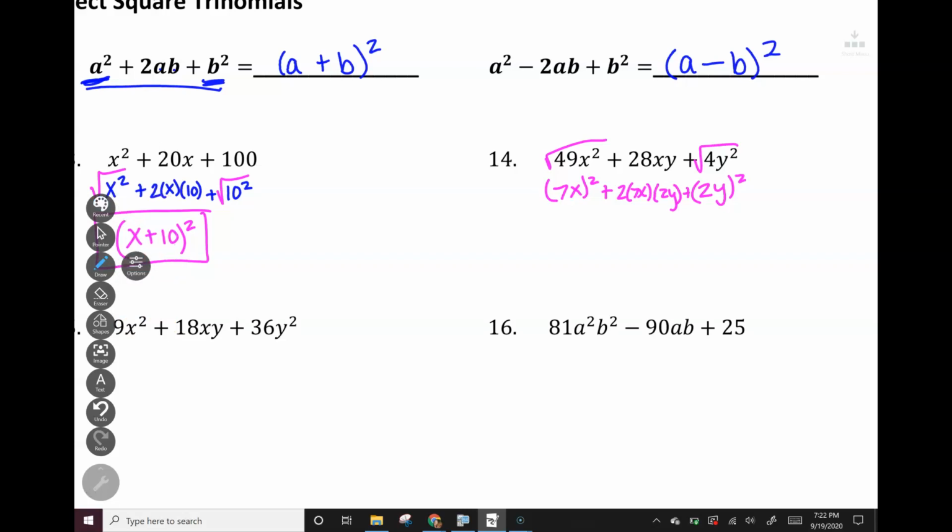Okay, so now that we see that it does follow the pattern, we can rewrite this into a plus b squared, and it's going to be plus because notice that plus sign. The only difference in these two is the plus in front of the 2ab and the minus in front of the 2ab. So basically if there's a plus, you need a plus right here. If there's a minus, then you'll have a minus in the middle. All right. So this one's going to be 7x plus 2y squared.